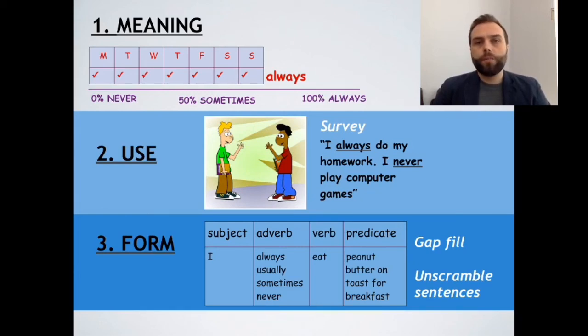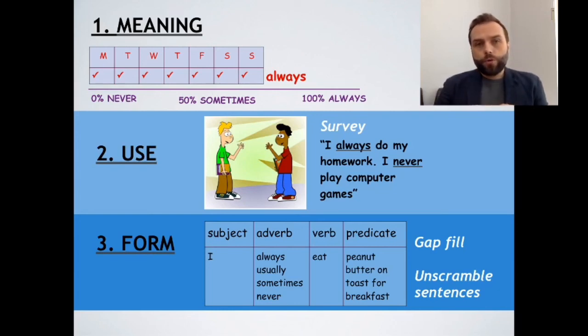Okay, so we're going to start with meaning. Now, when we introduce the frequency adverbs, first we need to help students to understand what these words mean. Now, I've given two examples here of how to do this. You could use a calendar with Monday, Tuesday, Wednesday, Thursday, and so on, with days of the week. And you could give various calendars, some with no checks, which is never, and then some with every day checked, which is always. Okay, so a calendar is quite a nice way of expressing the meaning of frequency.